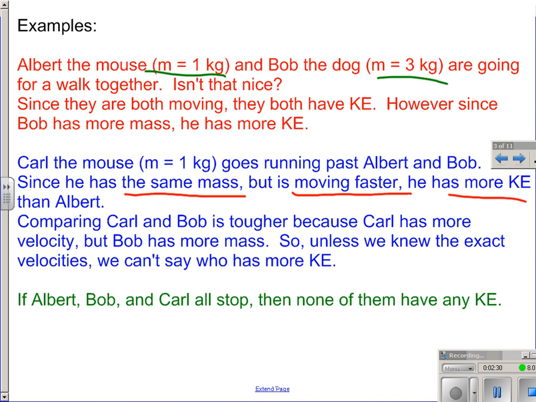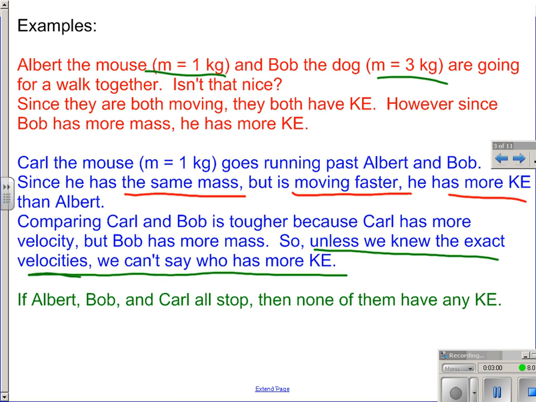All right, now comparing Carl and Bob is a little bit more difficult, okay, because Carl's got more velocity, right, because he's running, so he's going faster than Bob, but Bob has more mass. All right, so at this point, remember, kinetic energy depends on both mass and velocity. Carl's got more velocity, Bob's got more mass, so it's tough to say. And it says right here that unless we knew the exact velocities of the two objects, we can't really say who's got more kinetic energy.